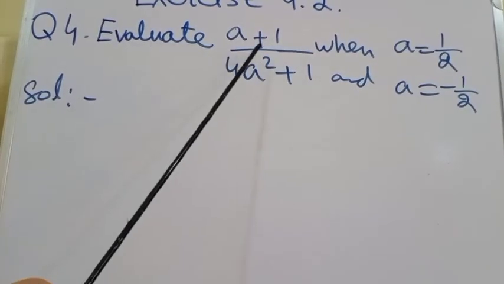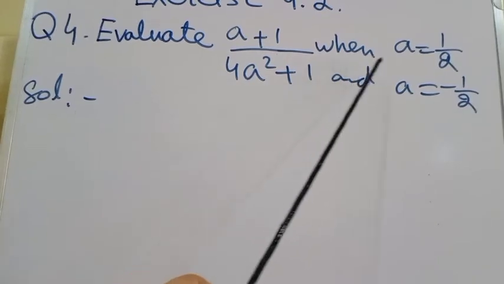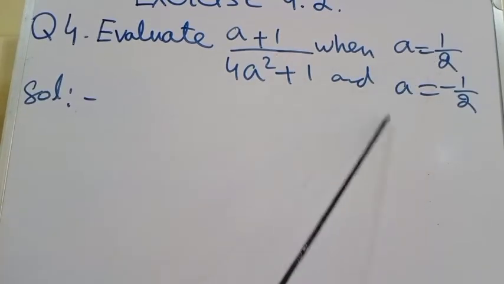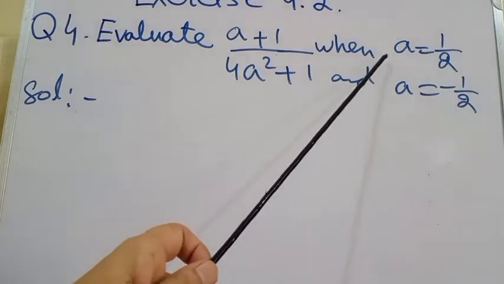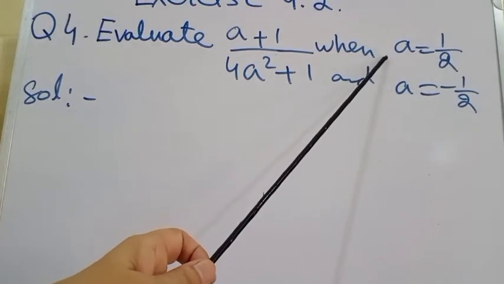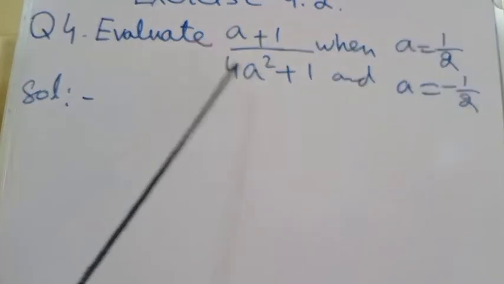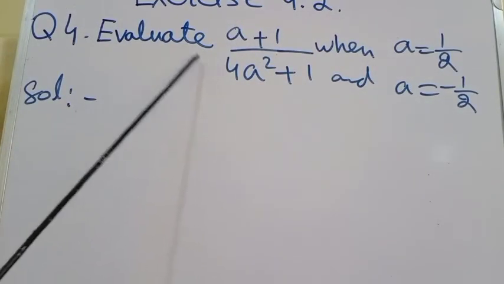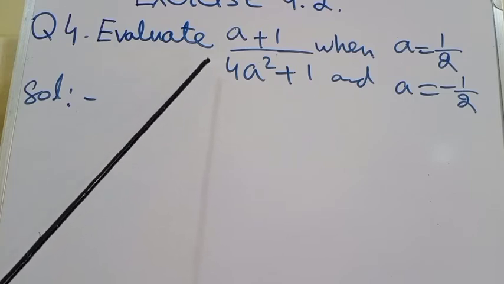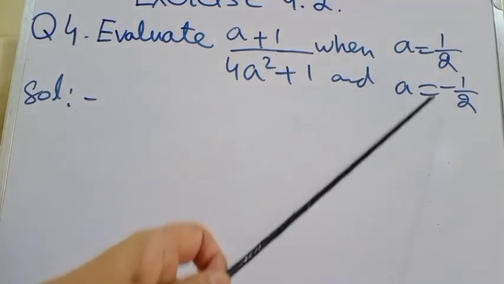Question number 4. Evaluate a plus 1 divided by 4a square plus 1 when a is equal to 1 by 2 and a is equal to -1 by 2. In this question we have two values of a: first 1 by 2 and second -1 by 2. It means we put both values in this expression and obtain answers. This question gives us two answers, one for this and second for this.